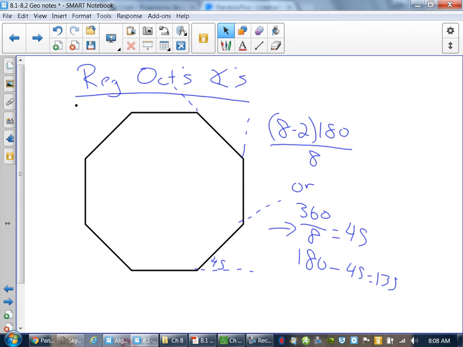Working with the exterior angles is usually quicker. Okay? You can do it either way. Or take 180 minus, all you're doing is finding the supplement. Either way works. Okay? Either way works. Doesn't matter.